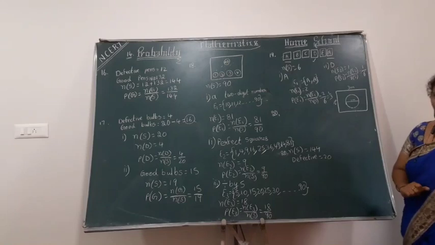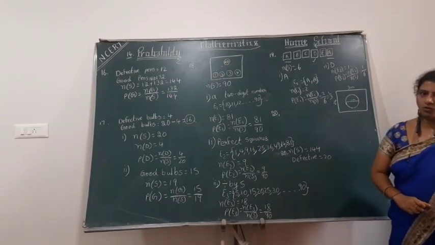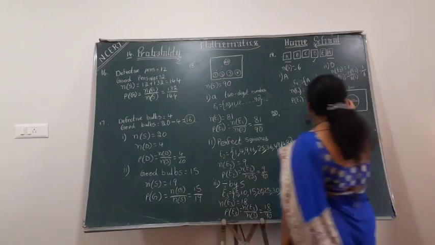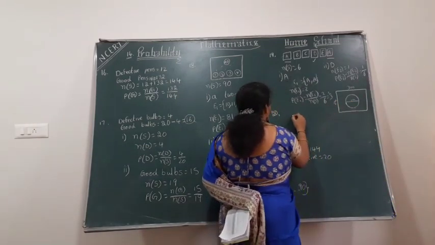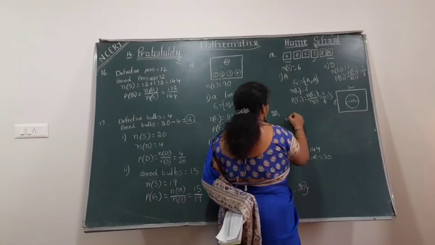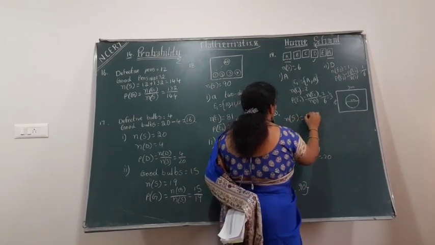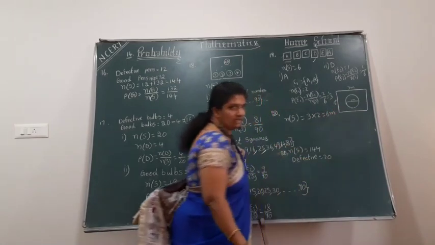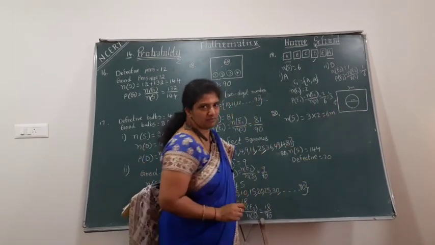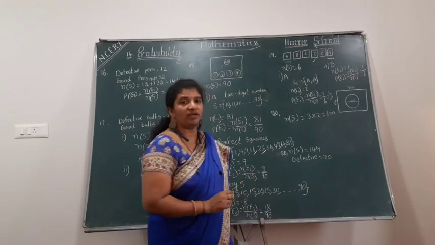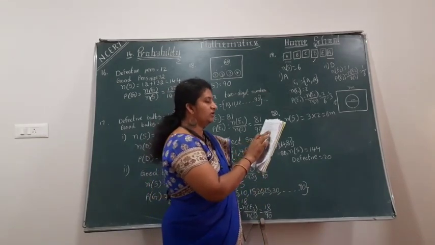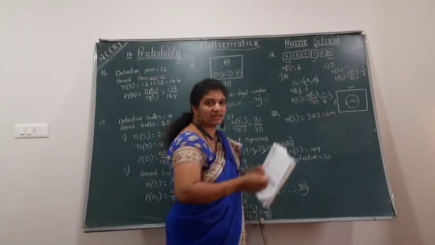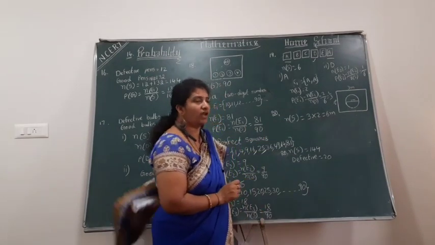What is the area of a rectangle? Everybody knows: length into breadth. So n of S is equal to 3 into 2. That will be 6 square meters. This is your sample space. Now the probability question: what is the probability that it will land inside the circle of diameter 1 meter?